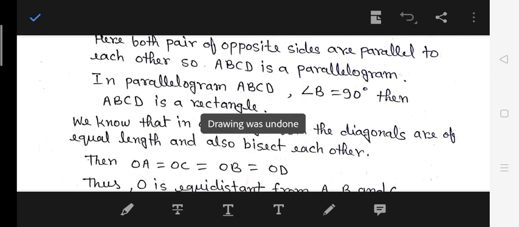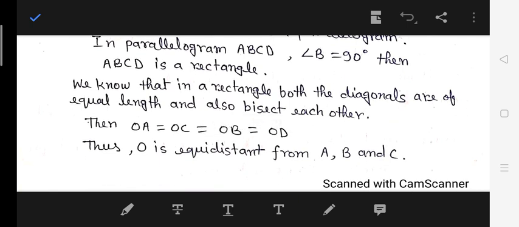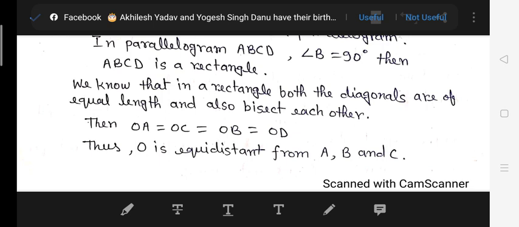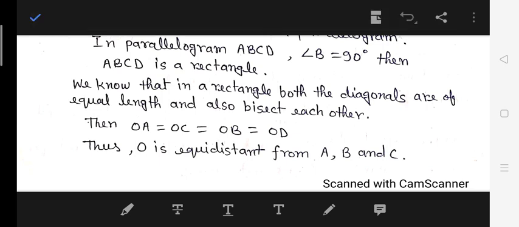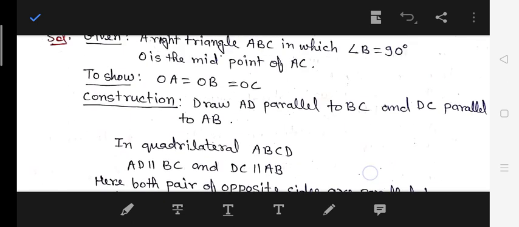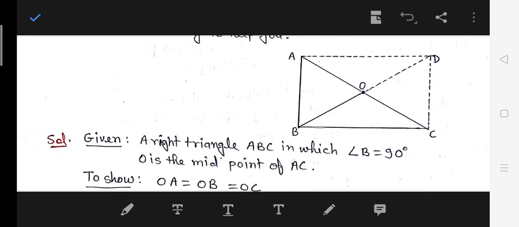So now here I have written, in parallelogram ABCD angle B equal to 90 degree, then ABCD is a rectangle. Now we know that in a rectangle both the diagonals are of equal length and also bisect each other. It means OA equal to OC equal to OB equal to OD. Here ABCD is a rectangle, so both the diagonals will be equal and both will bisect each other.